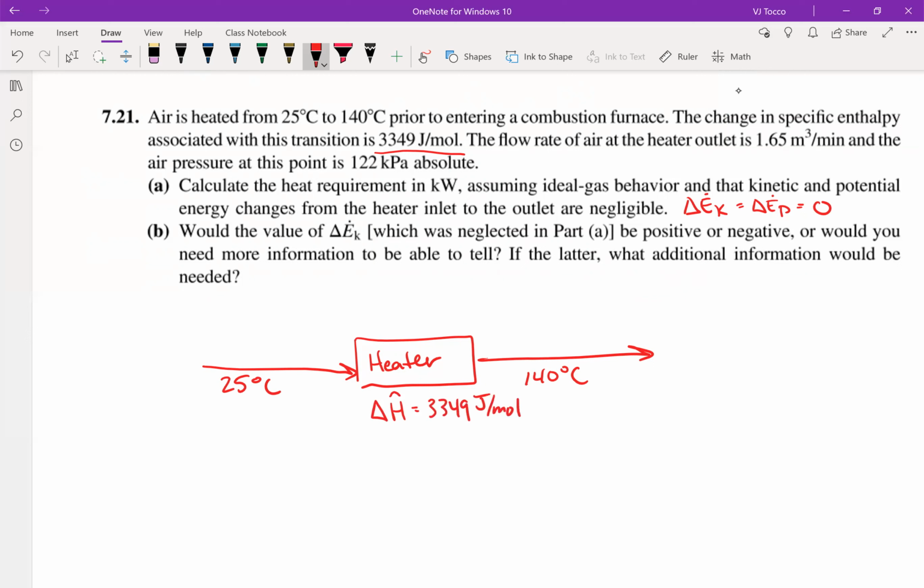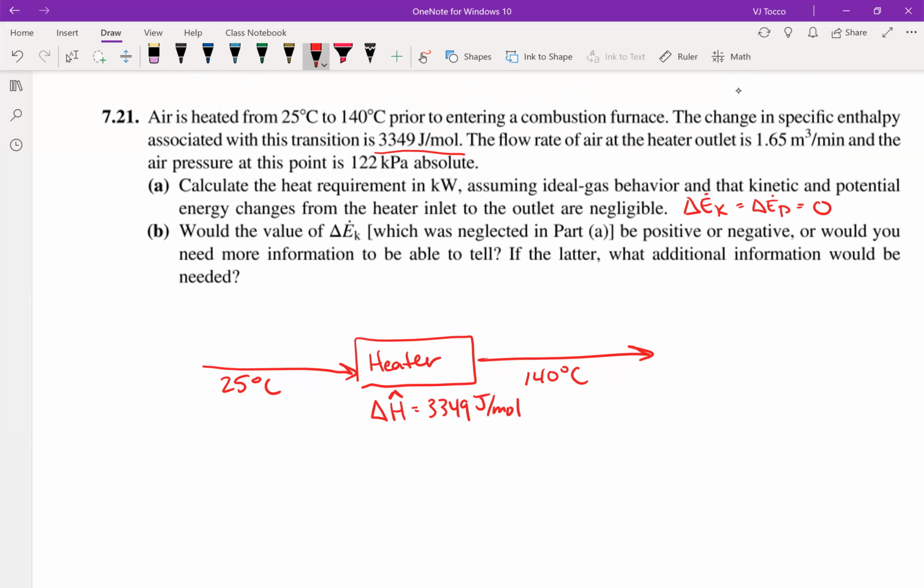So once again, the book does this weird notation where I would call this H underbar, but the book calls it H hat. I'm going to keep with what the book does for now, at the risk of being confusing. But just note that in future courses, specific molar enthalpy and specific mass enthalpy will be differentiated with notation.